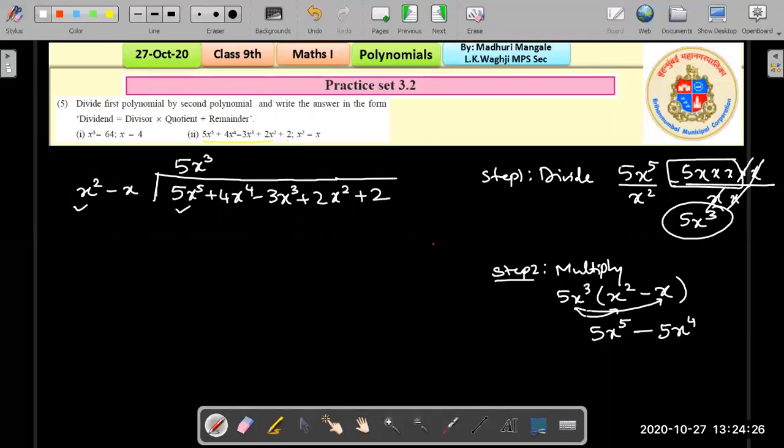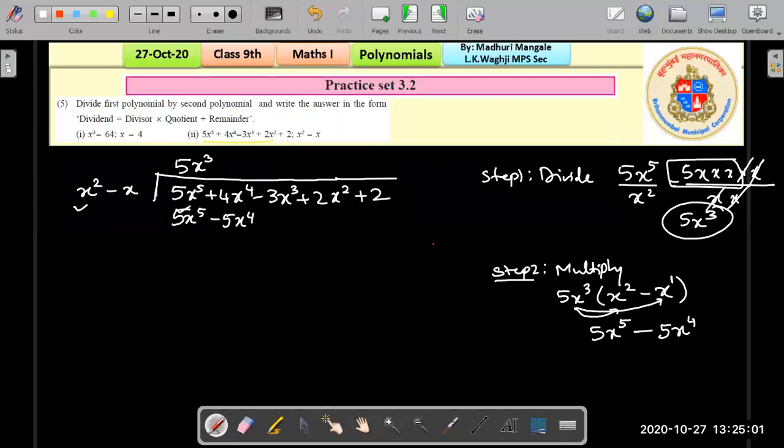What are we doing? When we are multiplying, please notice carefully, we add the exponents. So 5x cubed times x squared means 3 plus 2 will give us a 5. And then 5x cubed times x, here the exponent is 1. So 3 plus 1 will give us a 4. All right, students, we are simply distributing. And where do we write this? At the bottom. So here we write 5x raised to 5 minus 5x raised to 4.